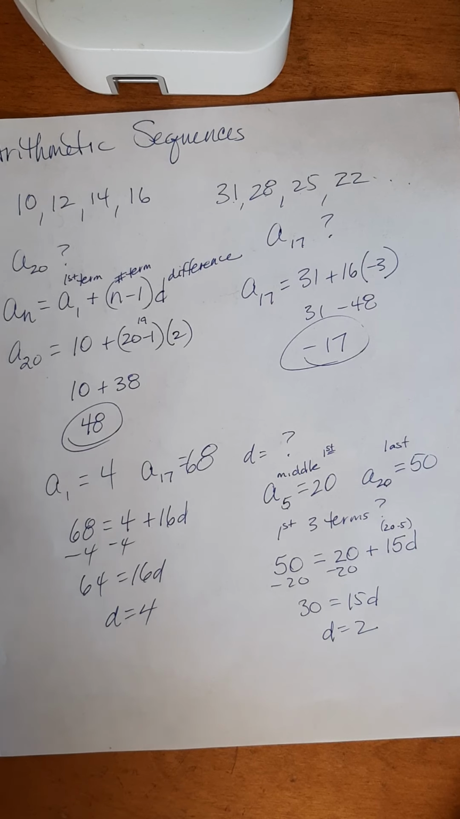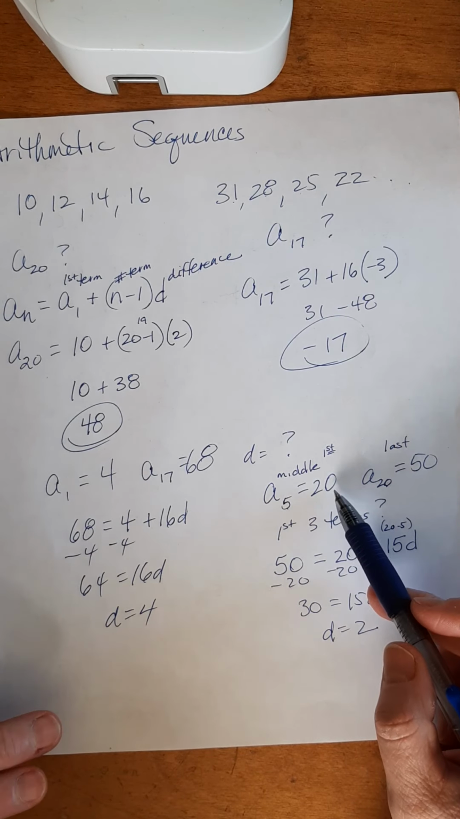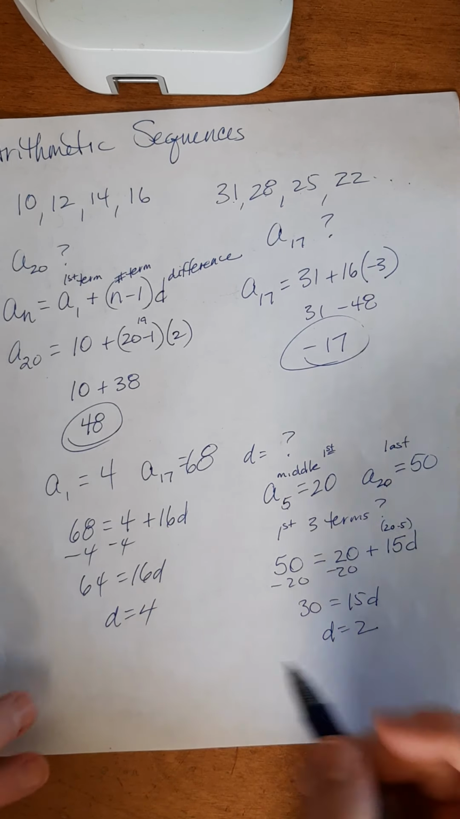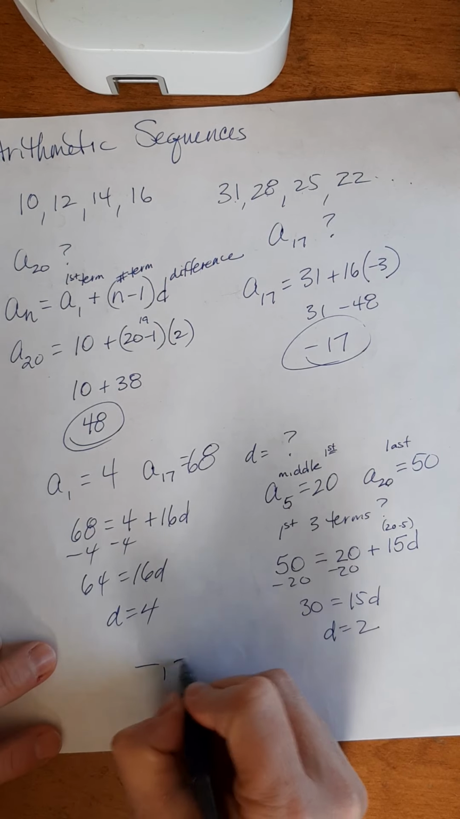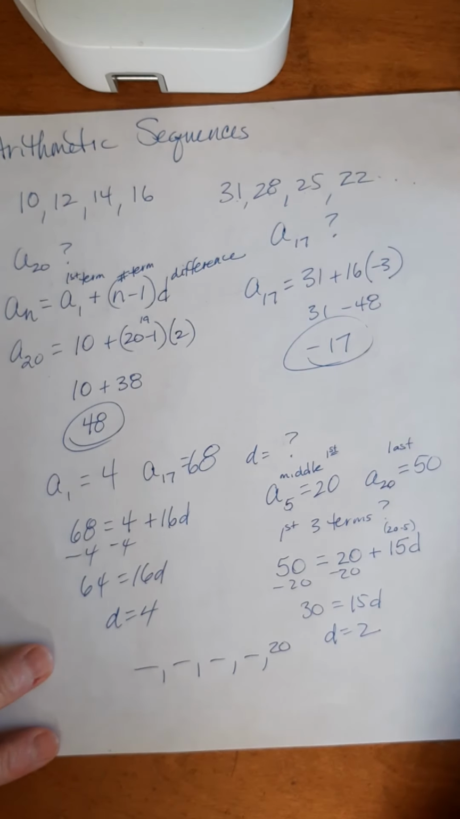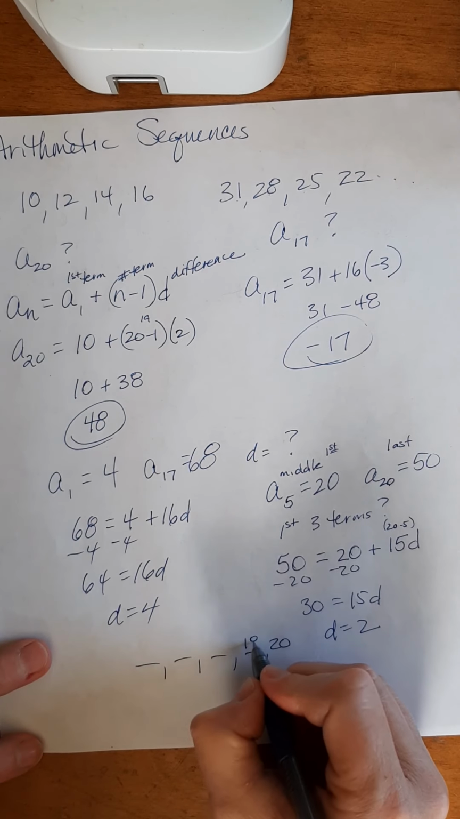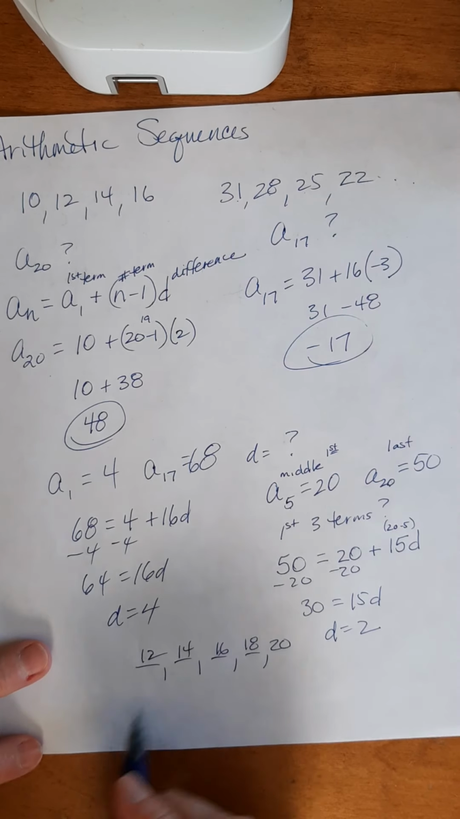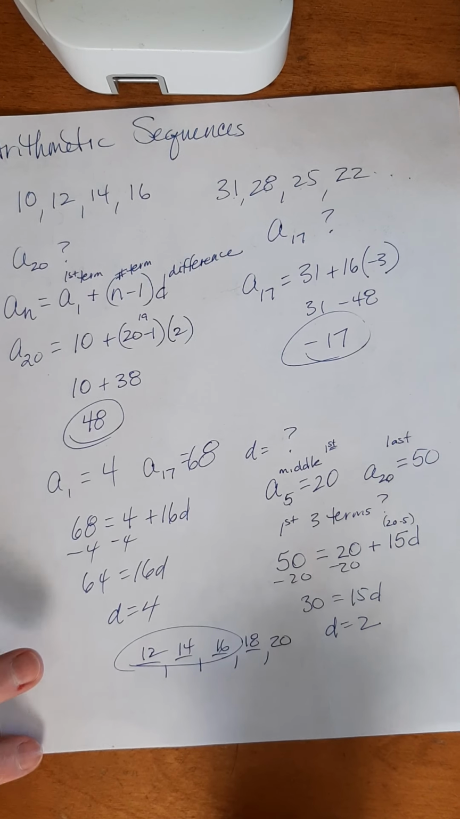Well, now you can do a couple of different things. You could say, well, if the fifth term is 20, you could just subtract back and think, well, 1, 2, 3, 4. The fifth term is 20. Now you found the difference. Subtract 2, subtract 2, subtract 2. So 12, 14, 16.